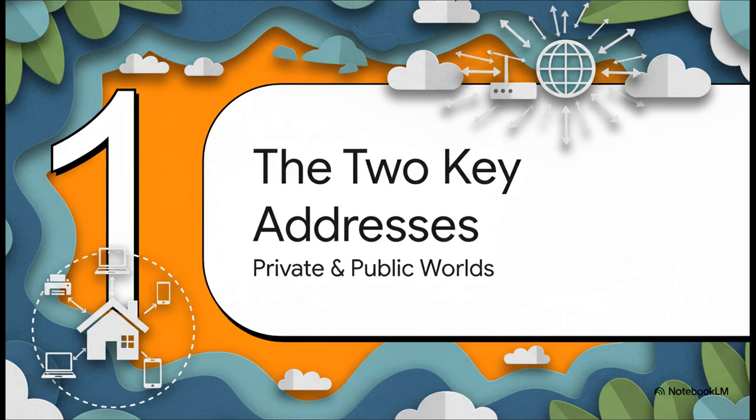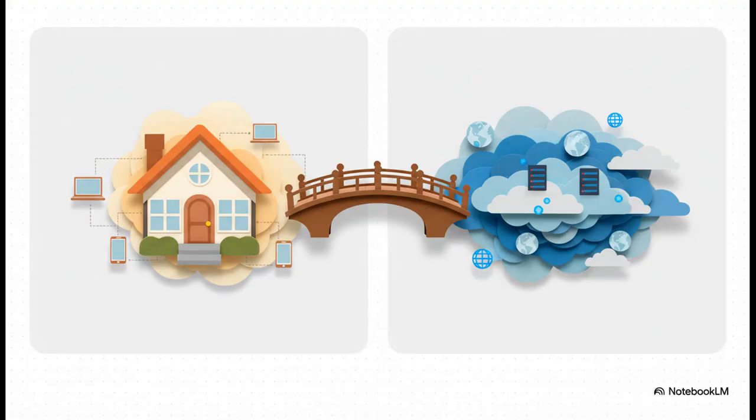Getting this idea of a private world versus a public world is absolutely the foundation for understanding everything else about NAT. So think of it like this. On one side, you've got the private world. That's your home, your office network. Everything in there uses what's called an inside local address. Then on the other side, you've got the public world, the huge global internet. And the internet sees your entire network through just one single inside global address. NAT? Well, NAT is the critical bridge that connects those two worlds.